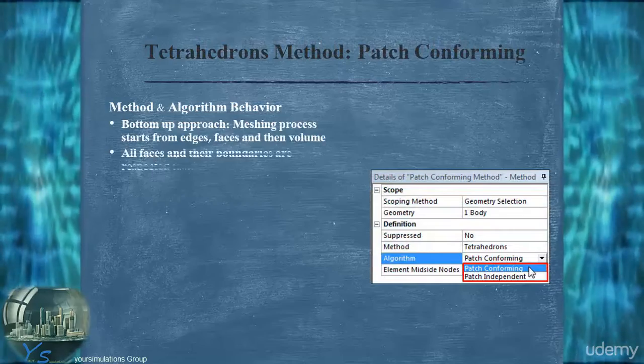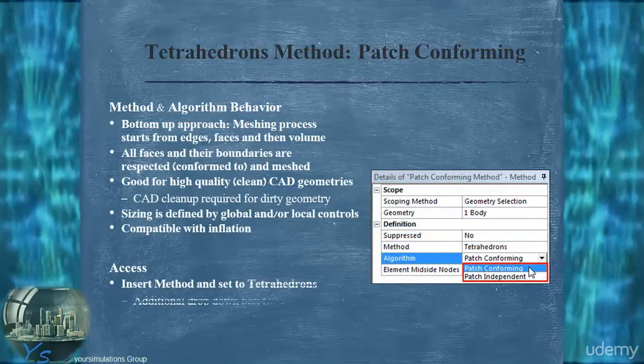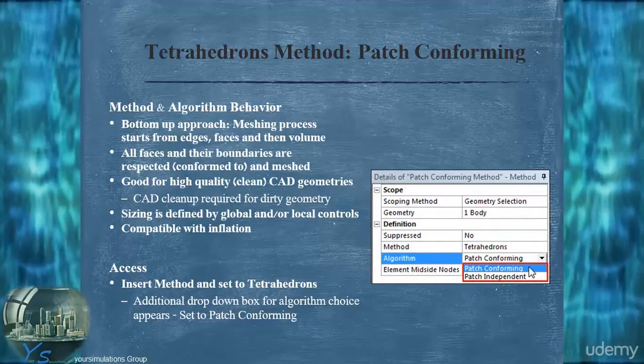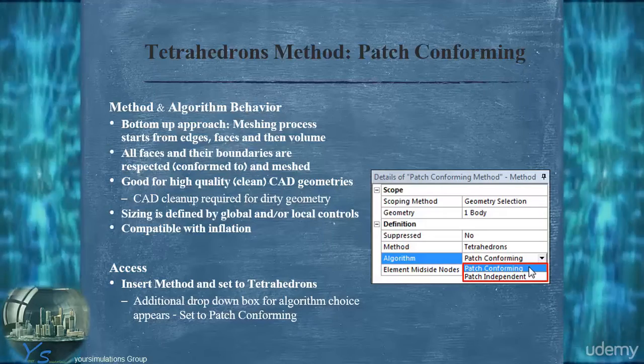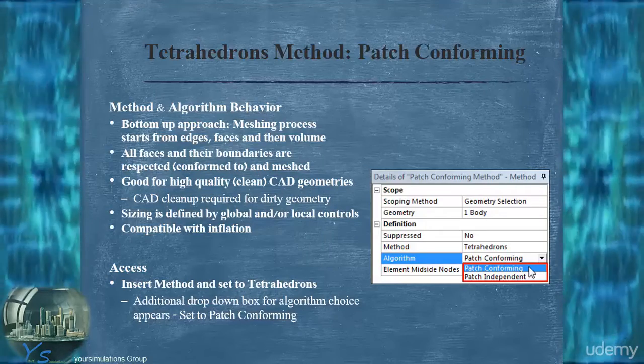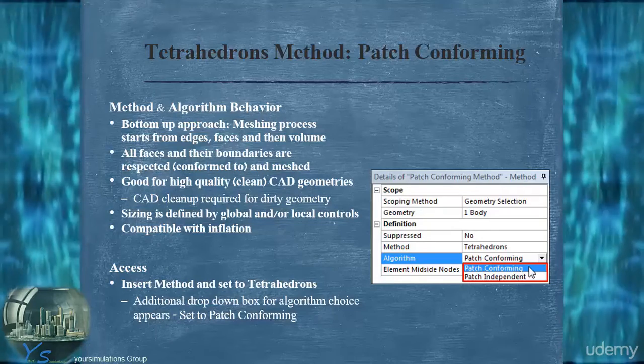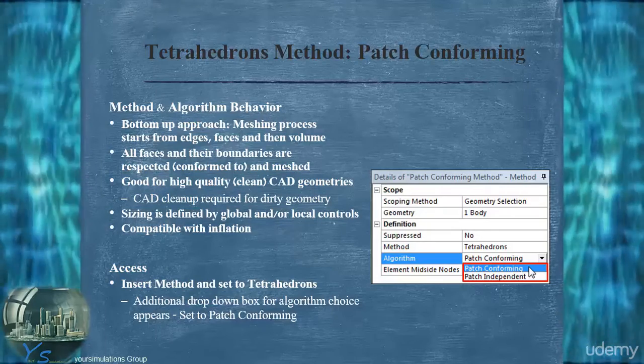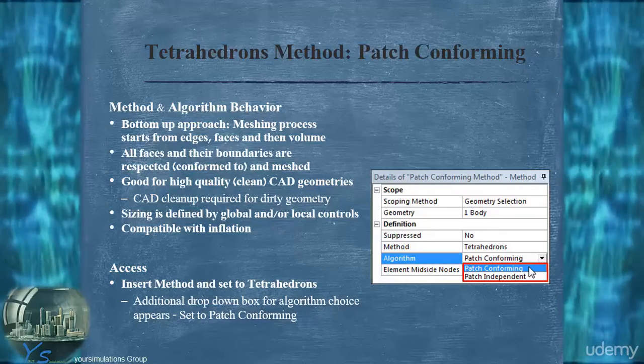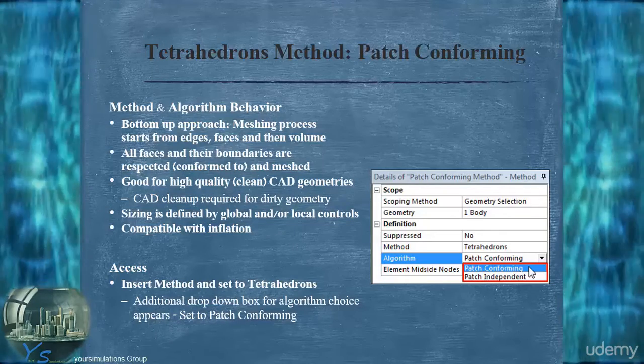The patch conforming algorithm follows a bottom-up approach. The meshing process starts from edges, meshes the faces, and then grows into the volume. Therefore, all faces and their boundaries are respected. This method is good for high-quality geometry. Extensive cleanup might be necessary to use this method.